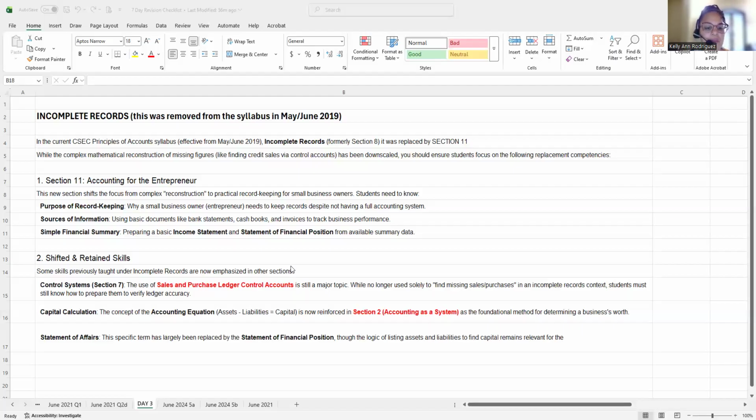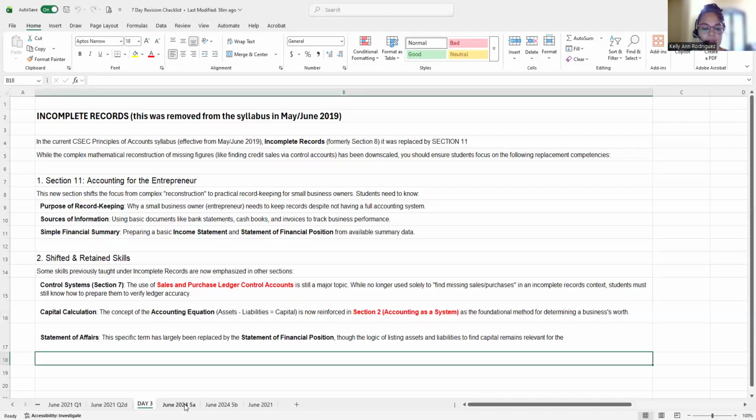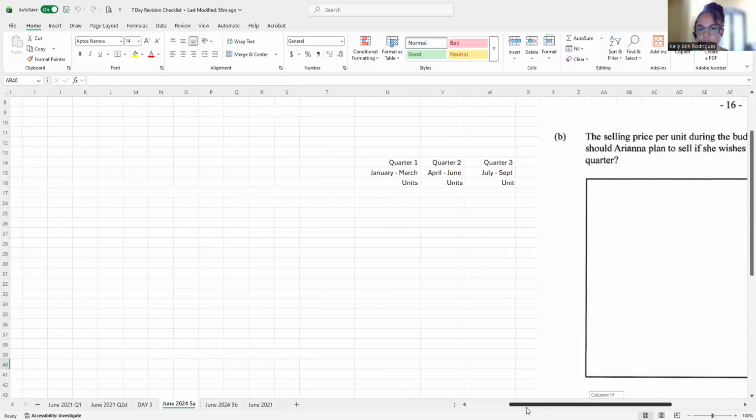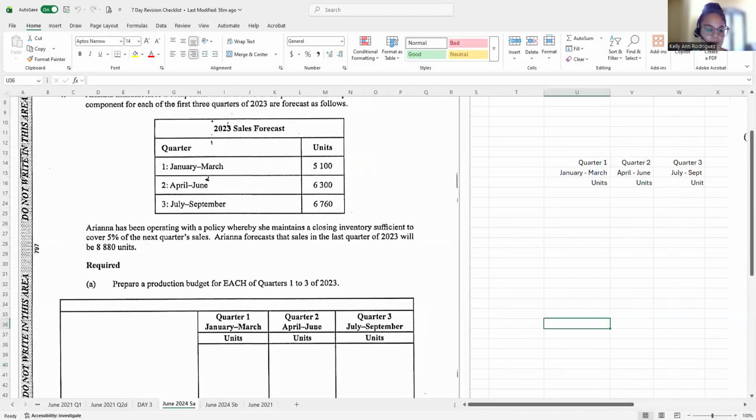So let's look at what replaced that whole section, the entire section that is now a replacement for incomplete records. That entire section is dealing with entrepreneurship and payroll. Now, if I could show you the syllabus, I will go to the syllabus and show you. But it deals with cash flow projections, if you didn't do that as yet. It deals with payroll, and it deals with production. Now, I know one of my students actually sent this question for me, and I told her we will discuss it further because it's a very popular question in the exam.